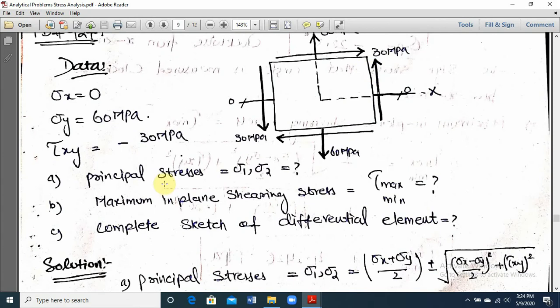You need to determine the principal stresses sigma 1 and sigma 2, and also the maximum in-plane shearing stresses, tau max and tau min, and then you need to draw the complete sketch of the differential element.